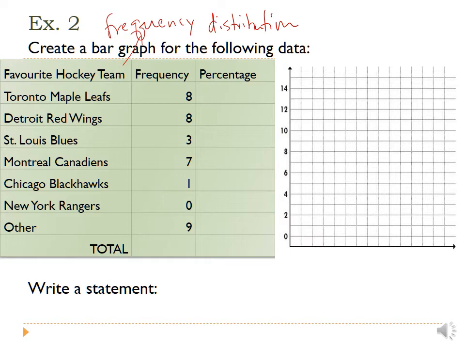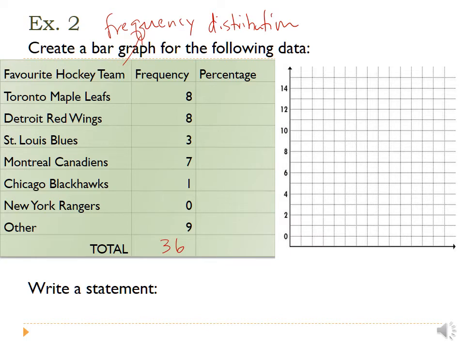So if we pretend I asked everyone what their favorite hockey team is, and I listed the Leafs, the Red Wings, the Blues, the Canadiens, the Blackhawks, and the Rangers, and then I have other, the first thing you're always going to want to do is come up with a total. So take out your calculator. 8 plus 8 plus 3 plus 7 plus 1 plus 0 plus 9. Hopefully you get the same thing as me, 36.